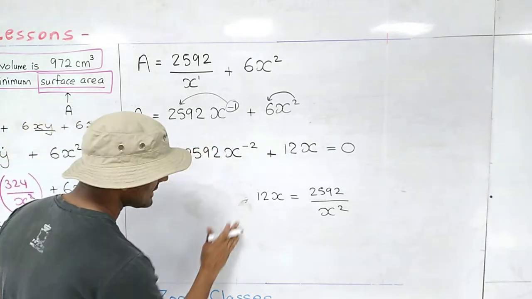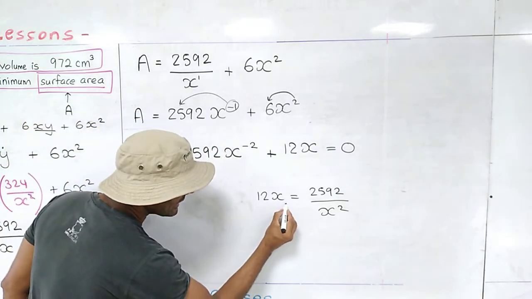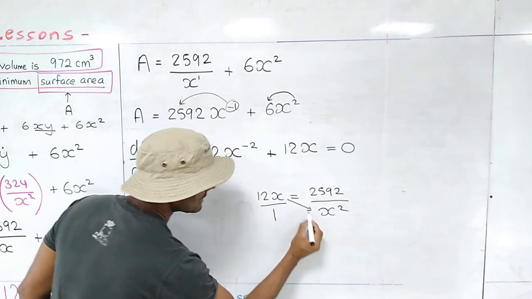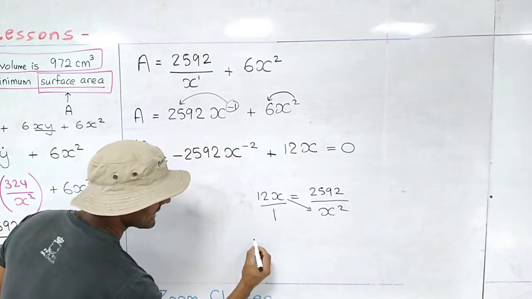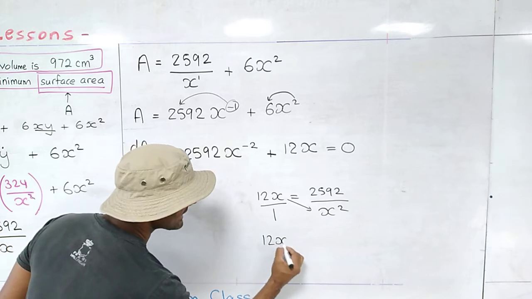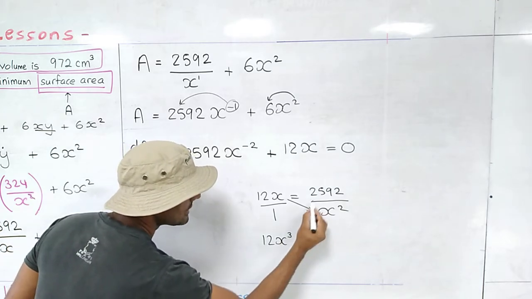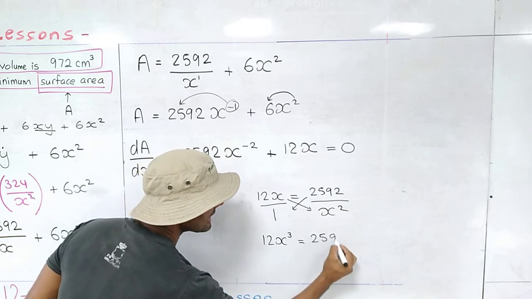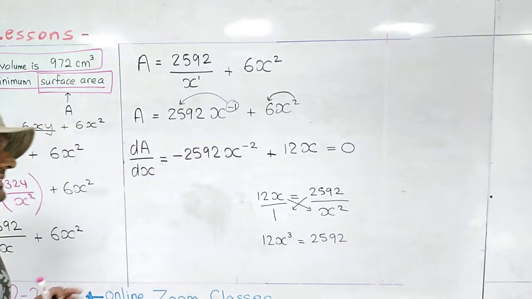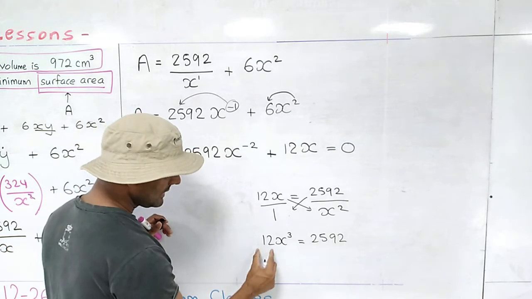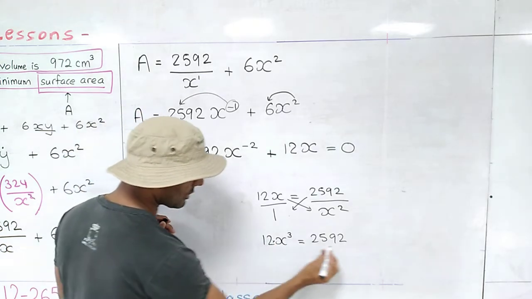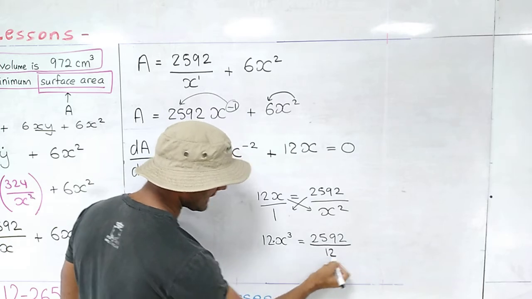So let's cross multiply, guys. 12x is the same thing as 12x on 1. 12x by x squared is 12x cubed, and anything by 1 is itself. So it's 2592. So to solve for x, the 12 is a multiply, because there's a secret multiply here. Throw across the multiply, you're going to get a divide.